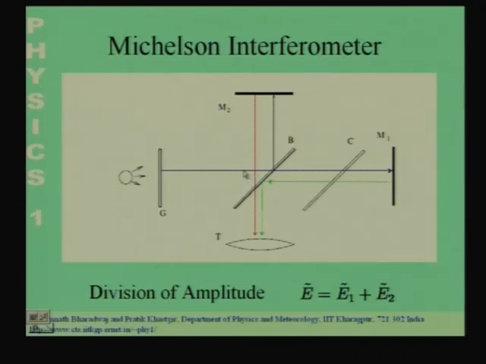Now, let us look at the transmitted wave. The transmitted wave traverses the glass slab only once, goes through, comes here, gets reflected from the bottom surface, does not enter, and then comes over here to the telescope. So, the wave which goes to M2 traverses the glass slab three times, whereas the wave that goes to M1 and then comes here traverses the glass slab only once. Now, this introduces an extra optical path difference because the refractive index of glass is different than that of air. So, even if these two arm lengths are exactly the same, the optical path traversed by this wave and this wave are going to differ, and the difference is going to be exactly two times the path length inside the glass slab.